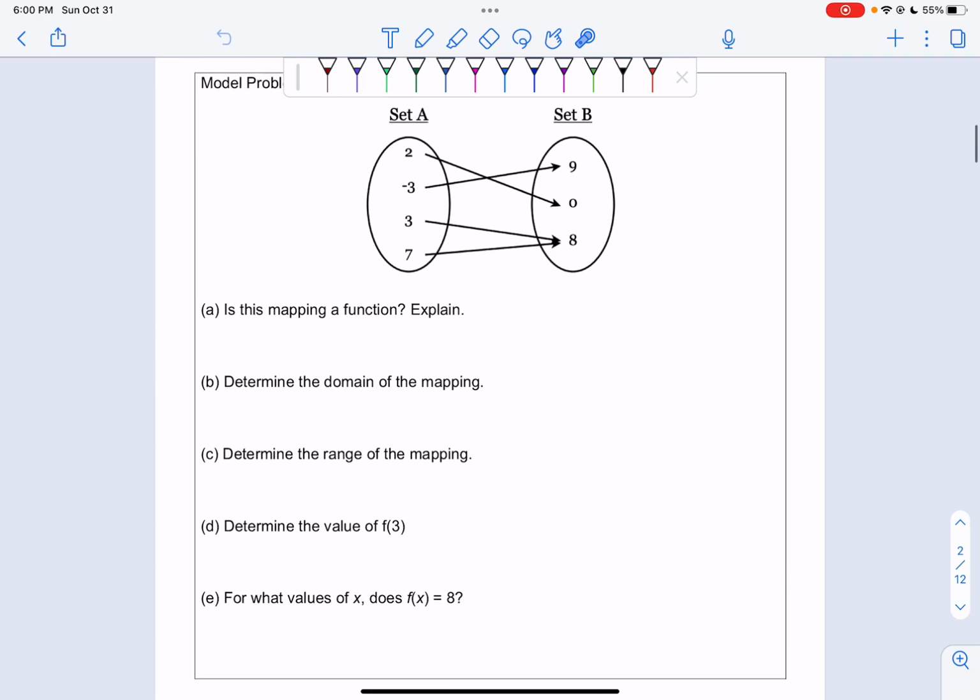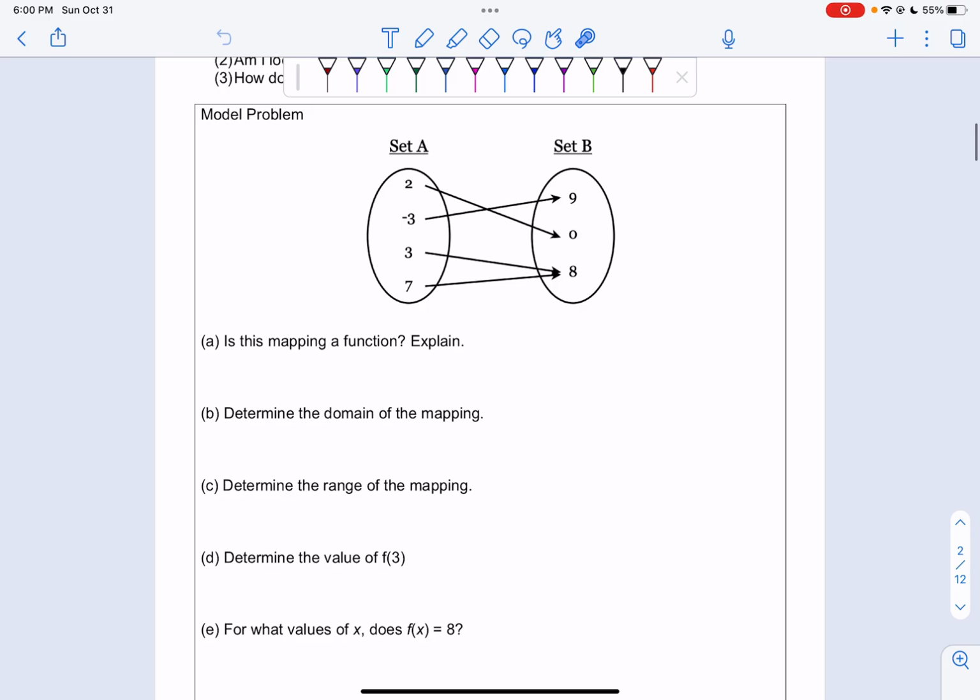So let's look at this mapping right here. If we look, we have set A and set B. The left part of our mapping is our x values. The right part is our y values. So whenever we think of x, we should think of domain and inputs. Whenever we think about our y values, we should be thinking about our range or outputs.